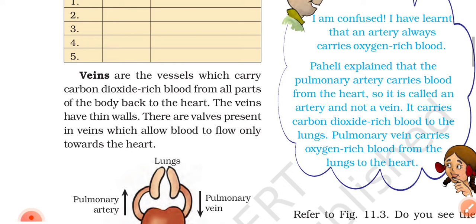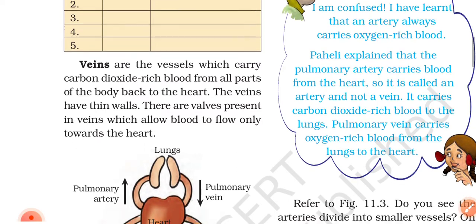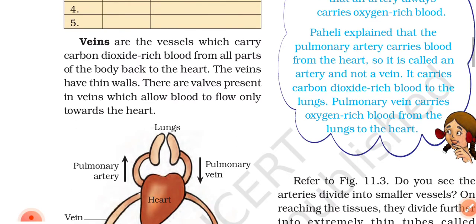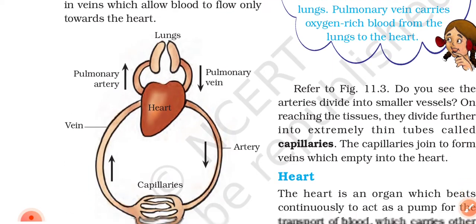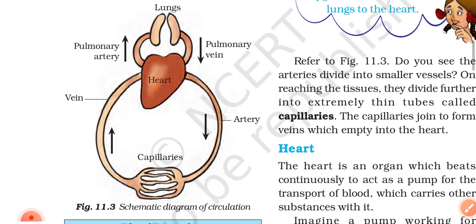Veins are the vessels which carry carbon dioxide rich blood from all parts of the body back to the heart. The veins have thin walls. There are valves present in veins which allow blood to flow only towards the heart. Here, figure 11.3, schematic diagram of circulation.